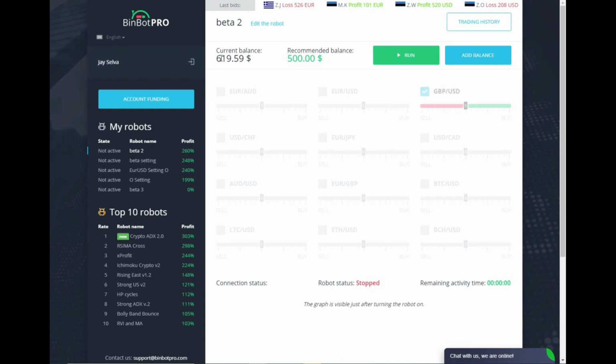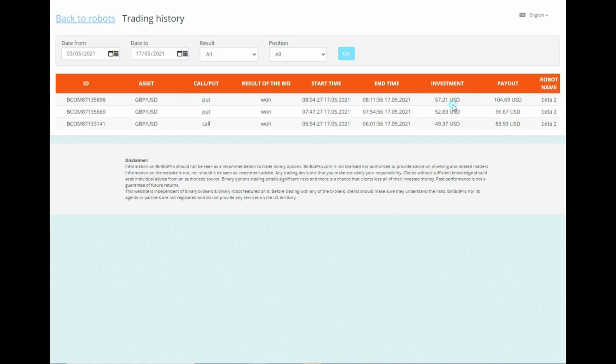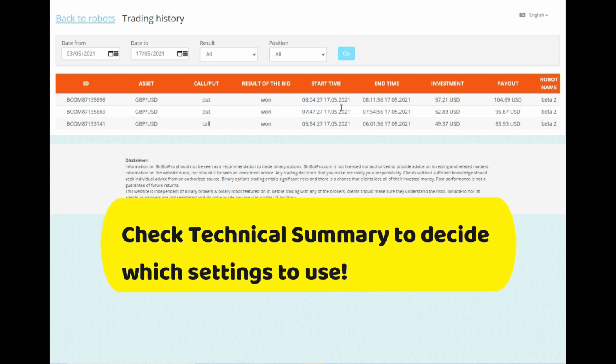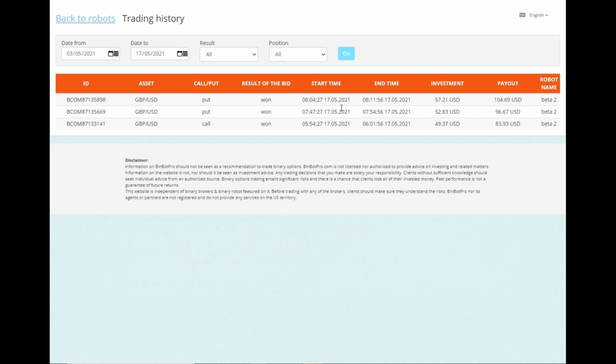I'm pretty excited to test more trades, especially on technical summary conditions that are on a strong sell or strong buy, so I can demonstrate them for you guys. The execution is pretty much the same. It's just a matter of whether we use beta 2 settings or beta settings.